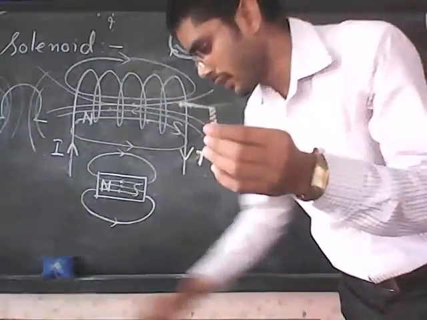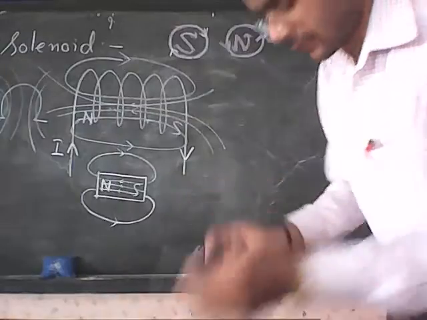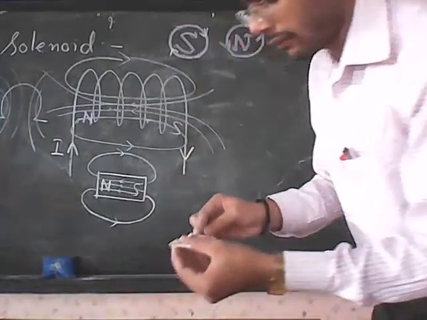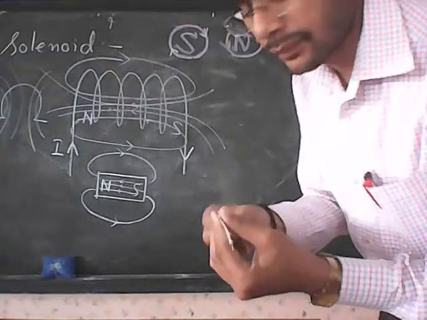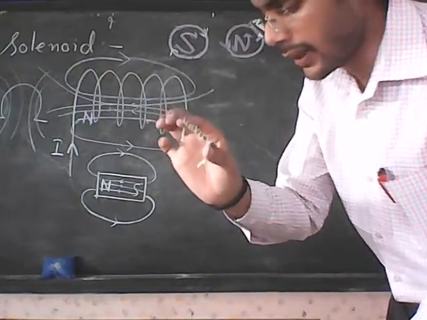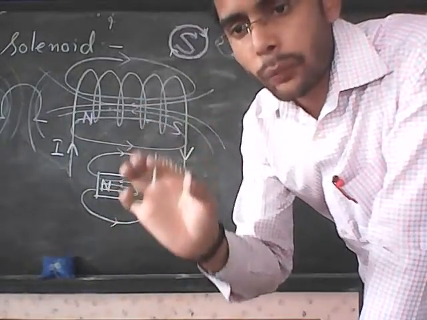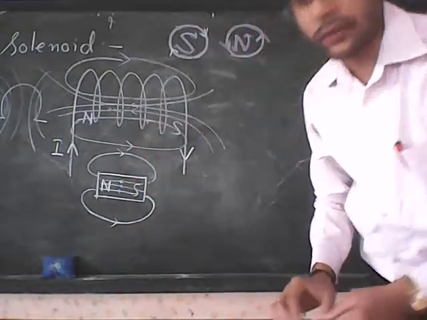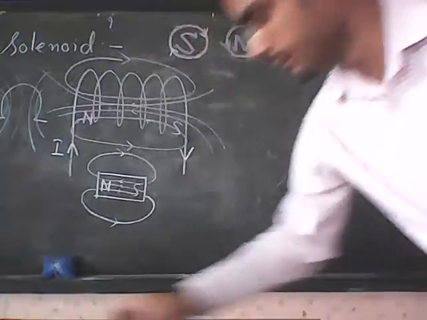The same thing happens when you take this kind of solenoid and insert a nail inside it. It will behave as a magnet, what we call an electromagnet. I can show you the demonstration also. Just hold on.